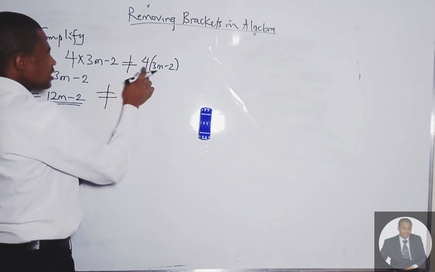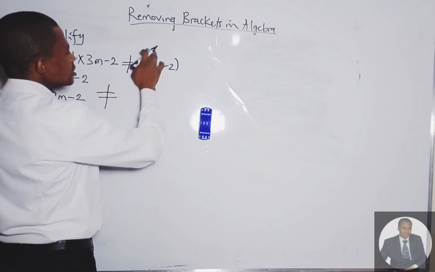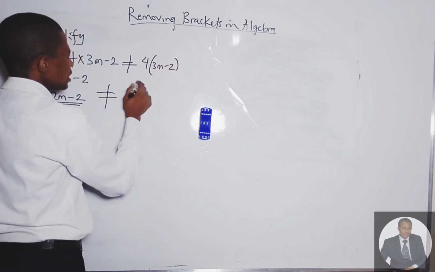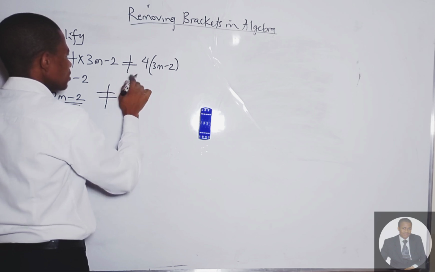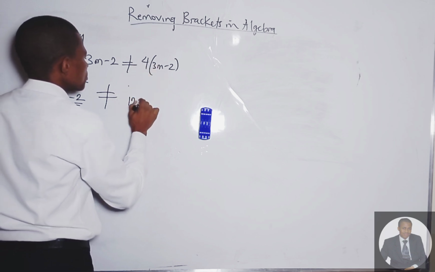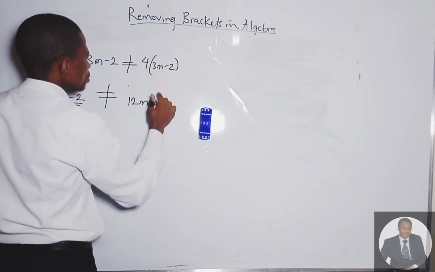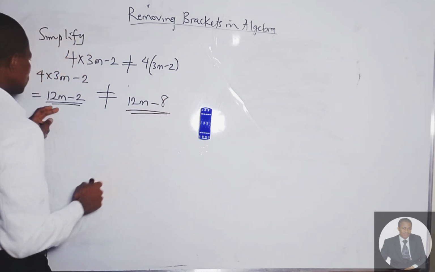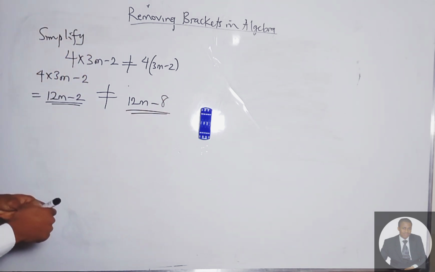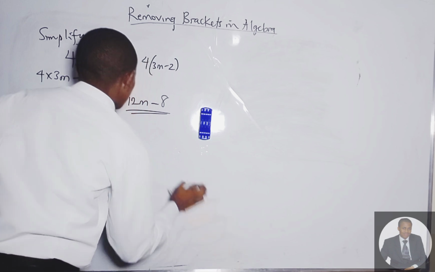But in this other case, this 4 multiplies, affects everything that is inside the bracket. So we have 4 times 3, 12m, minus 4 times 2, 8. So they are not the same thing. Another question.